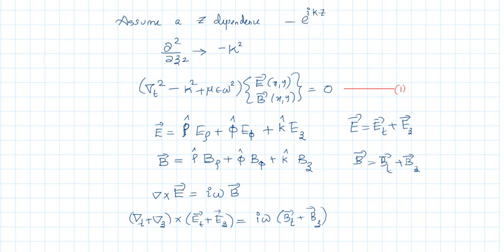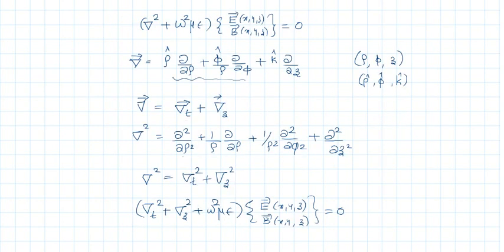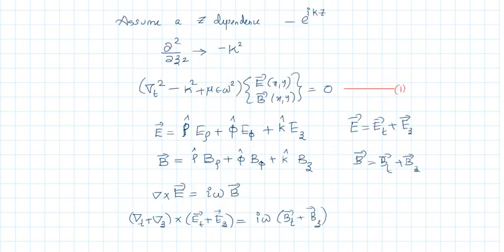Then ∂²/∂z² will give me a minus k², because each derivative with respect to z will give me an ik. So two derivatives means ik into ik, that is minus k². That you substitute here: ∇z² is nothing but ∂²/∂z². So instead of ∇z² you will have a minus k². And what happens to this E and B? The z dependence is removed. Now it is a function of only x and y.